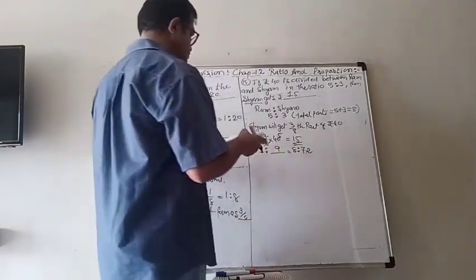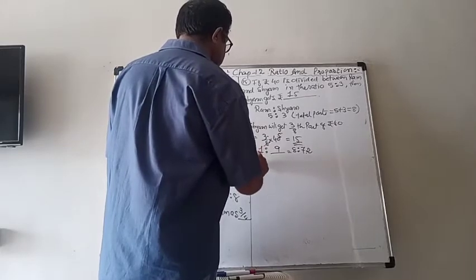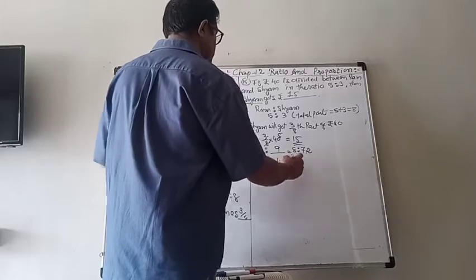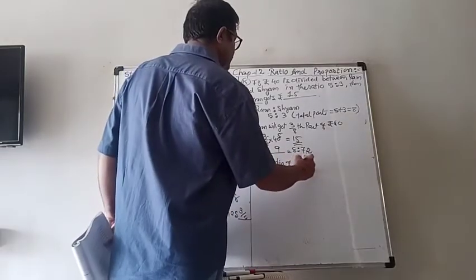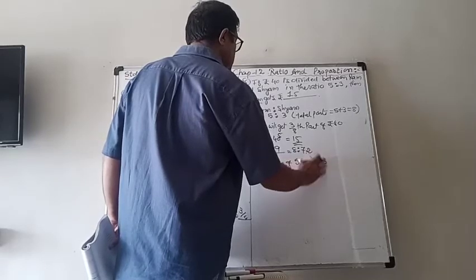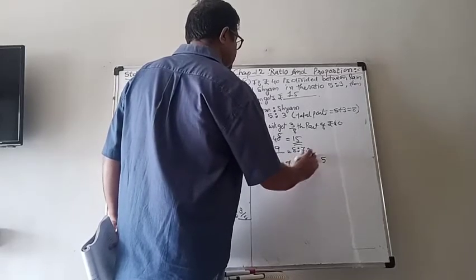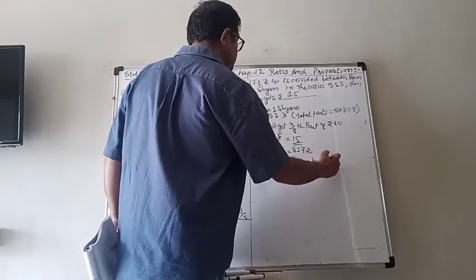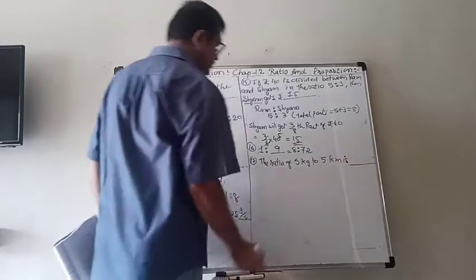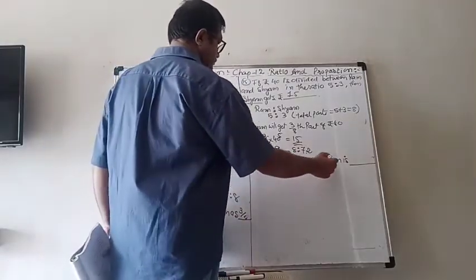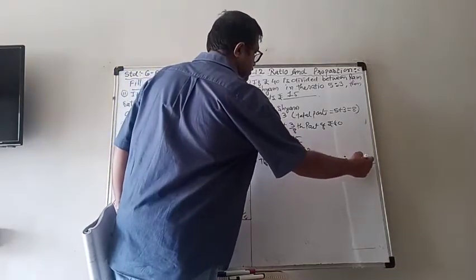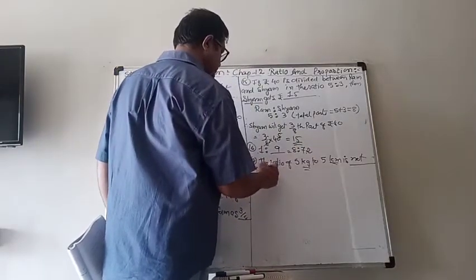Then the ratio of kilogram to 5 kilometer is, now here you can see that one is in kilogram, one is in kilometer. It means that it is not possible. So it is not possible.